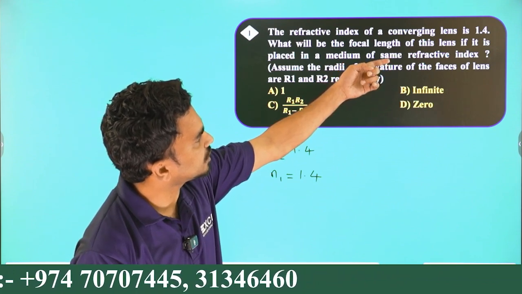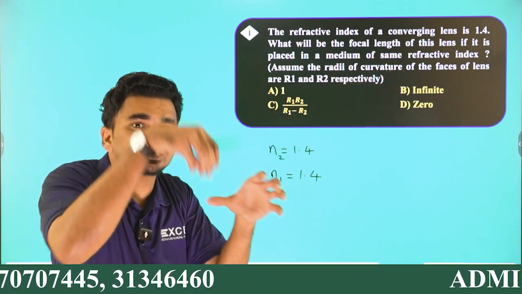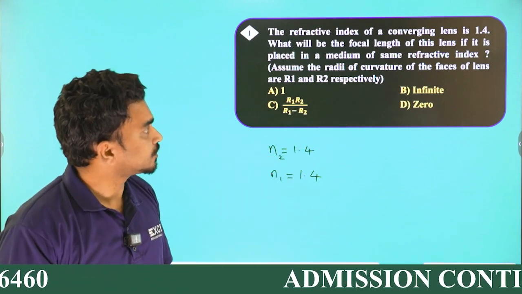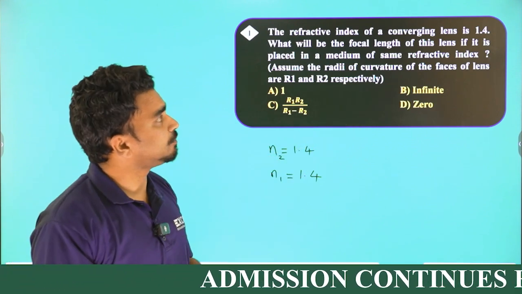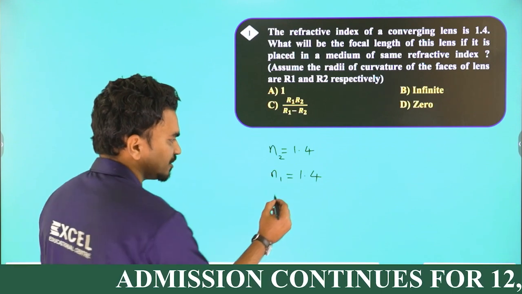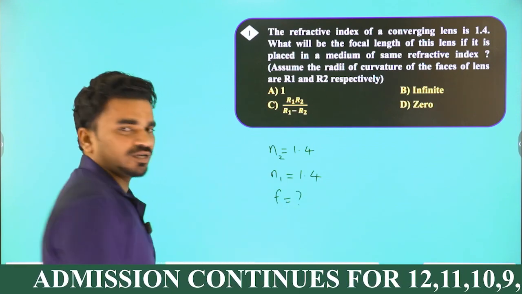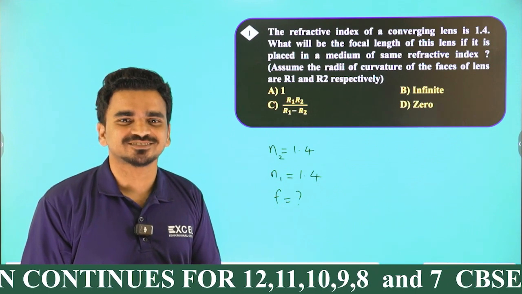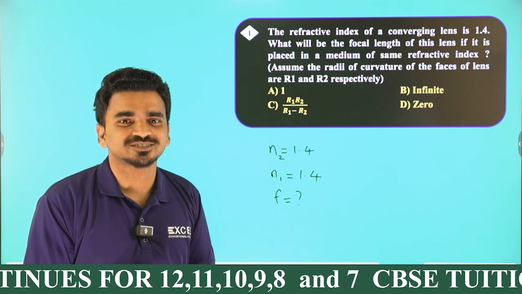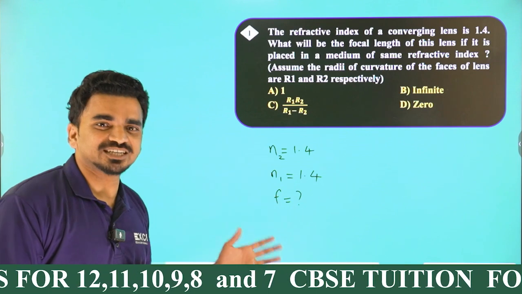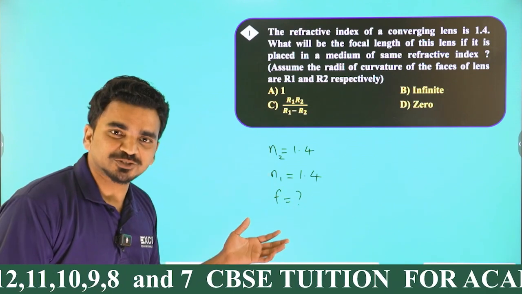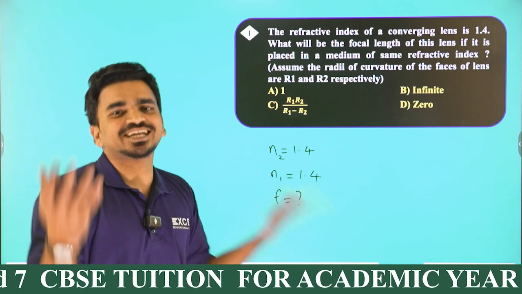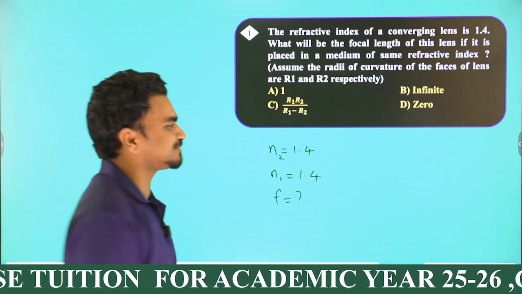The lens is going to be placed in the same medium, so the refractive index is also the same. Then the question is asking, what will be the focal length? Can you pause the video and think which formula we will use here? Definitely this is a lens question. The refractive index of the lens is given, the surrounding is there, and the focal length is asked. We can use the lens maker's formula.